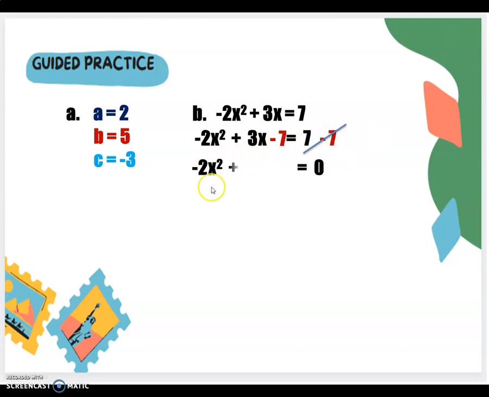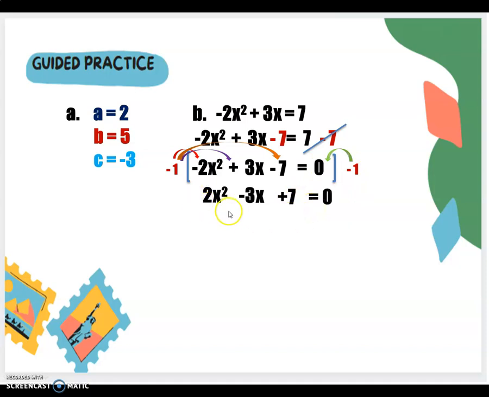So, 0 na po ito. Then, negative 2x squared plus 3x minus 7 is 0. So, kagaya ng sinabi ko kanina, we're going to make a way that it will become positive or change sign. So, we're going to multiply both sides by negative 1. So, distribute natin, negative 1 times negative 2x squared is positive 2x squared. Negative 1 times positive 3x is negative 3x. Negative 1 times negative 7 is positive 7. Negative 1 times 0 is 0.